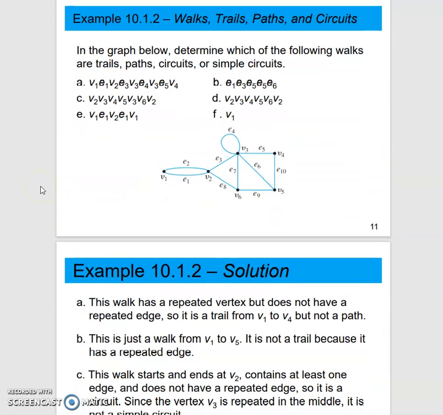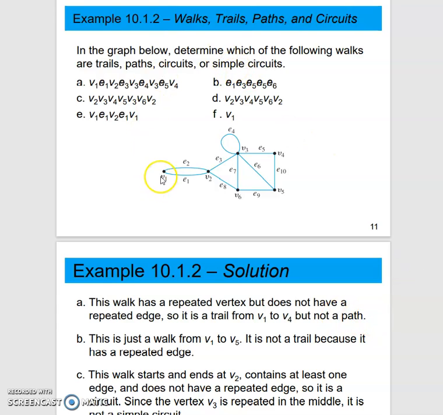So we've got a couple options here, and we would like to identify them as trails, paths, circuits, and simple circuits. So my first option, I'm going to go edge 1 on the bottom, to vertex 2 to edge 3. I'm then going to do vertex 3 to edge 4, so I'm going to take the little loop there. Then I'm going to go edge 5, and I'm going to end here at vertex 4. I do have a repeated vertex then, but I don't have a repeated edge. So we would say it is a trail, but it's not a path.